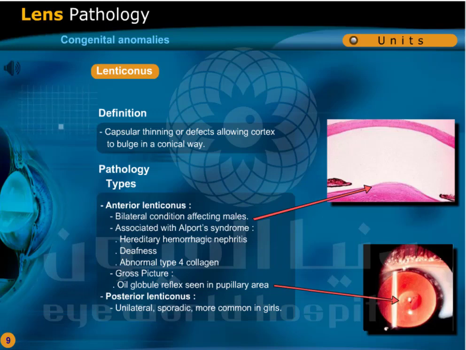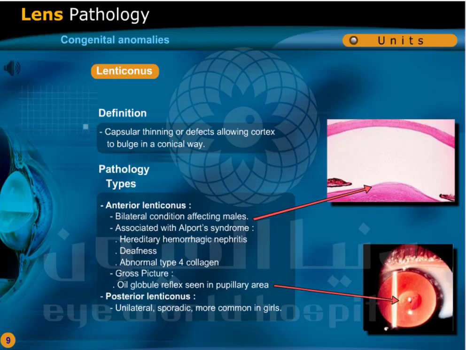Anterior lenticonus. This is a bilateral condition affecting males. It is associated with Alport syndrome, composed of hereditary hemorrhagic nephritis, deafness, and abnormal type 4 collagen. There is an oil globule reflex seen in the pupillary area.